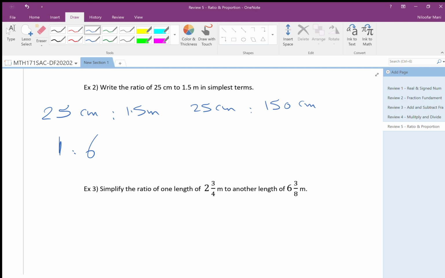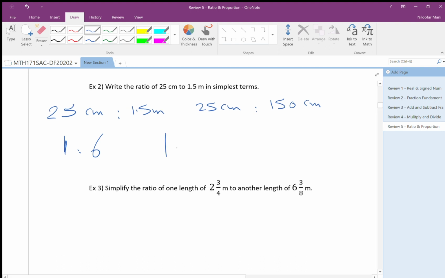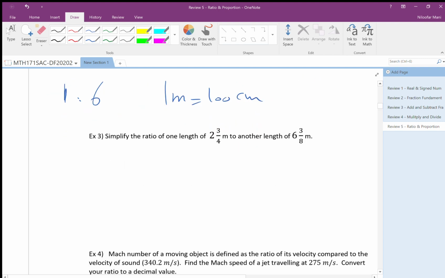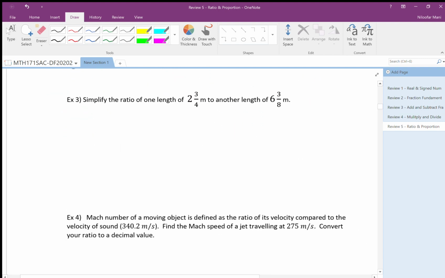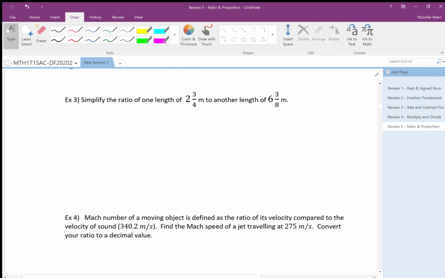And here, this example shouldn't be here because I have to just teach you conversion first, so that's why I tell you. So a meter is 100 centimeters. Okay, so 1 meter is 100 centimeters, so you can use this. So simplify the ratio of one length in meters to another length in meters.